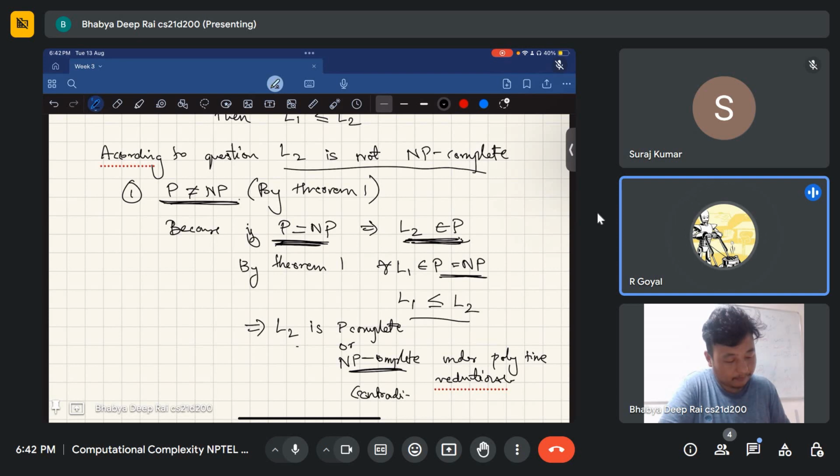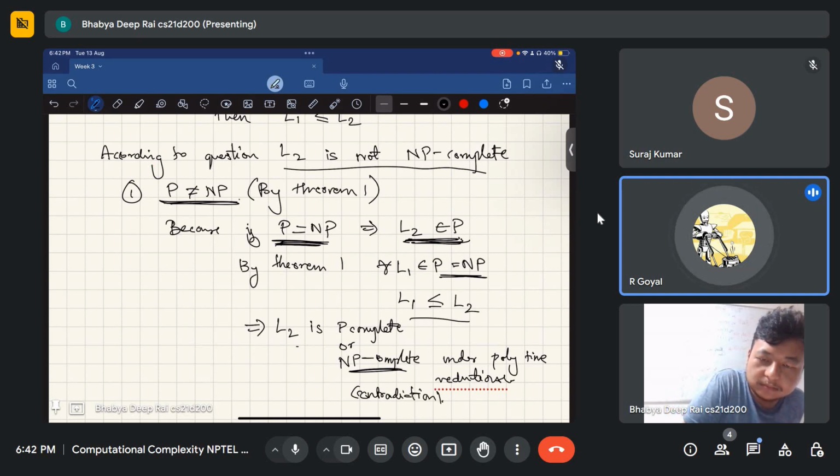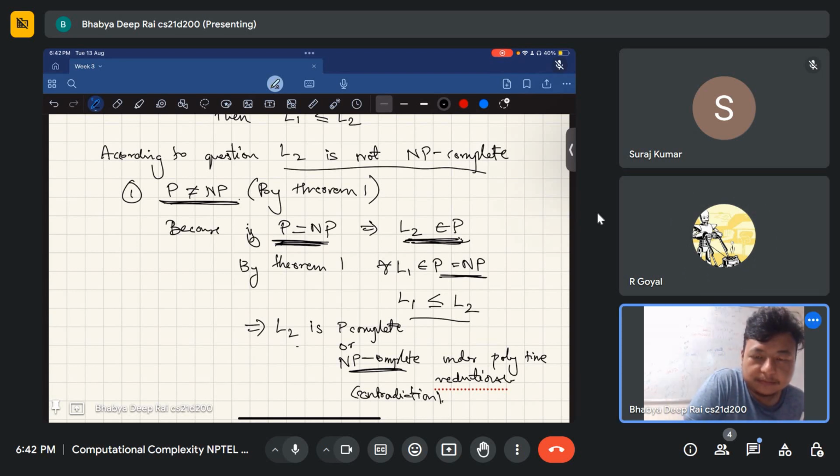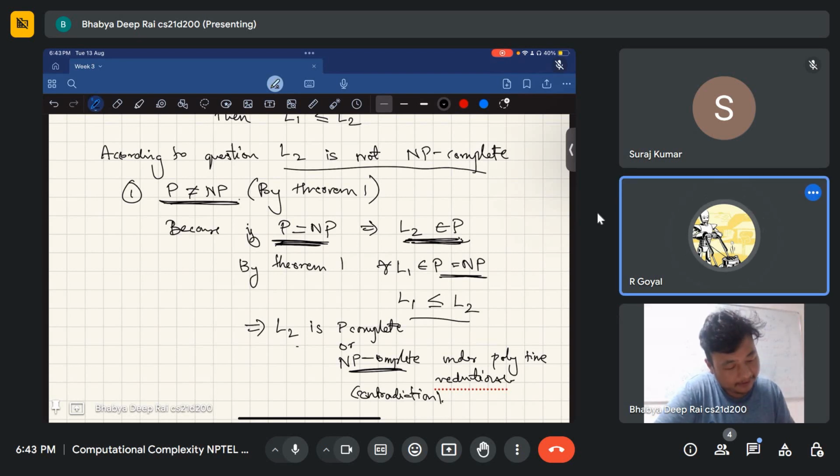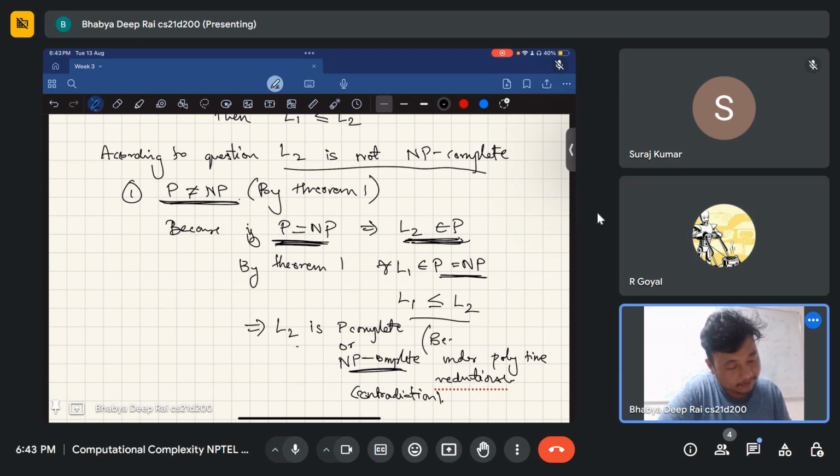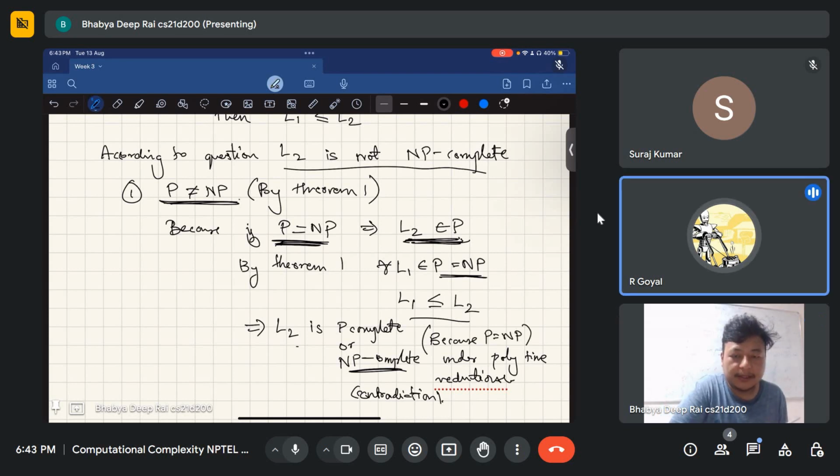But if P is equal to NP, then as you wrote here, L2 could be P complete also. But P and NP are the same. That is our assumption for the proof. So L2 is P complete, and it is NP complete also. Yes, now I understood. I'll write it here again because P is equal to NP.